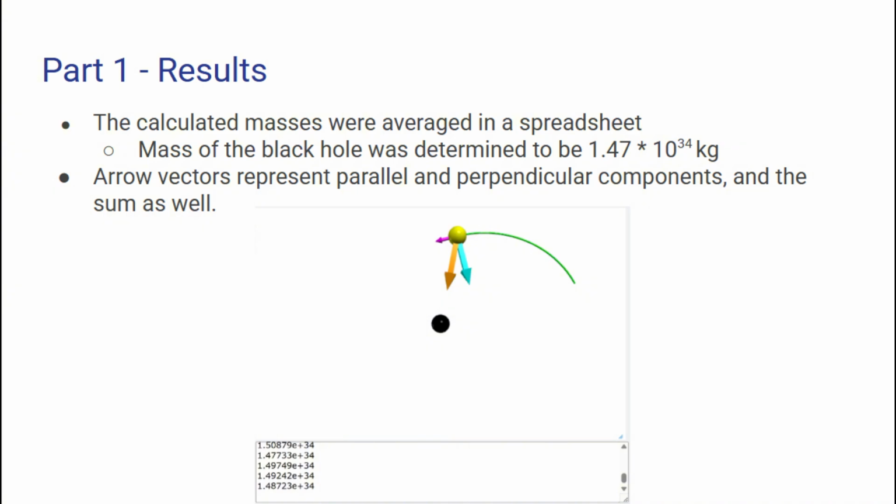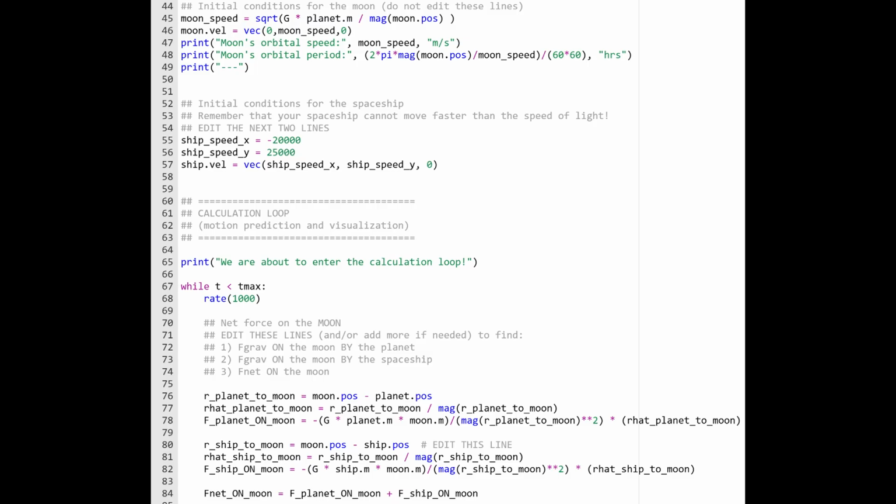Next, for part 2, here's a screenshot of the code that I used. At the top, you can see some of the initial conditions set for the lab, including the moon's mass and velocity. Under that, the ship's initial velocity in the x and y directions are set. This was found through trial and error and running the program a lot of different times to narrow it down. The final velocities that were used were negative 2,000 meters per second in the x direction and 25,000 meters per second in the y direction.